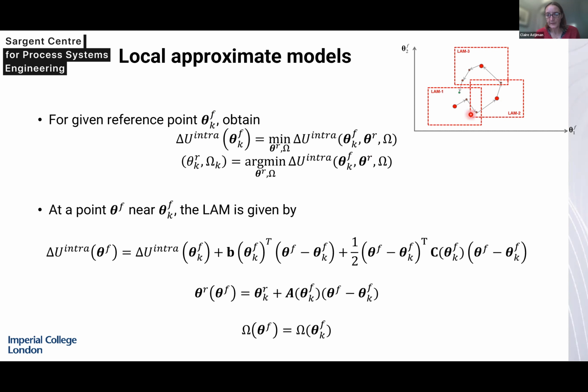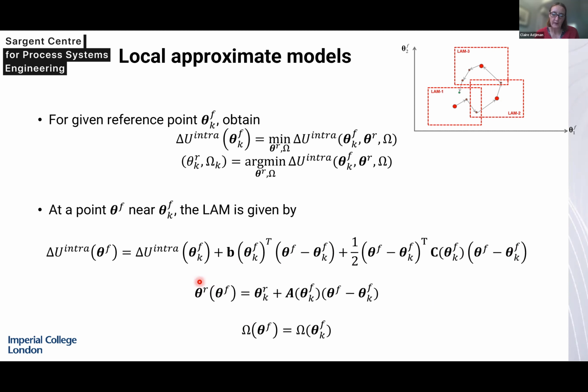Then as we consider a point, so this will be the red points here, we consider a point that is not too far from that, we can evaluate the energy and the dependent degrees of freedom right here. So at that point, theta f, by essentially doing a second order Taylor expansion, taking into account the optimality conditions that we had obtained here. And so we have here some vectors and matrices that are obtained at the solution of this point. Okay, and so it's just a simple expression, quadratic expression in this case.